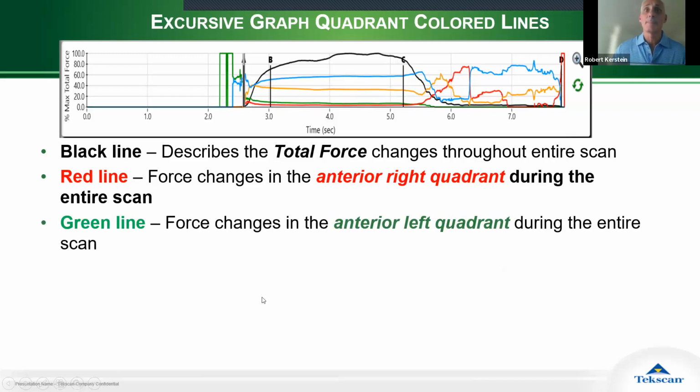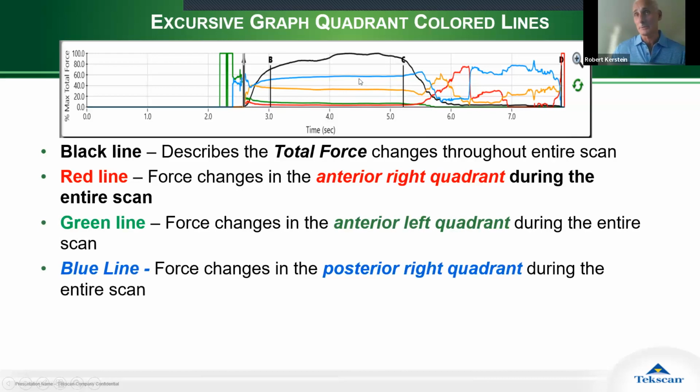And then when the excursion begins at C, the anterior left dissipates because the person goes right, away from the anterior left. The blue line, again, represents the posterior right quadrant, and you see here it's the most forceful quadrant in closure. B to C is closure. At C, in the excursion, the blue quadrant loses force, but then it gains force, and then it continues to control the excursion all the way out to here.